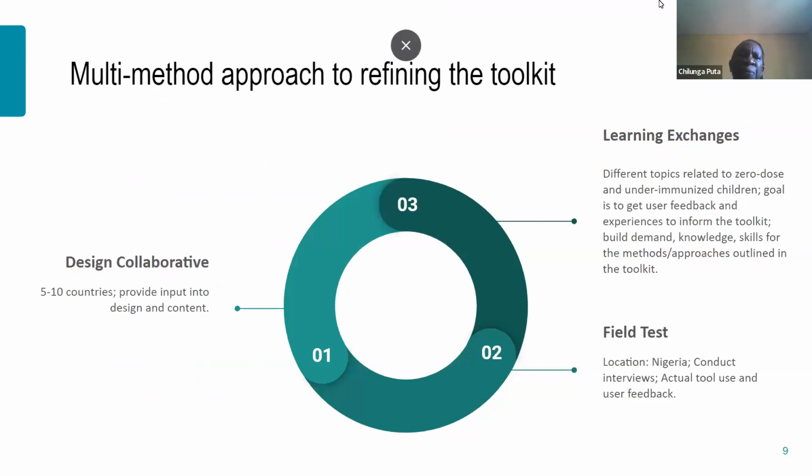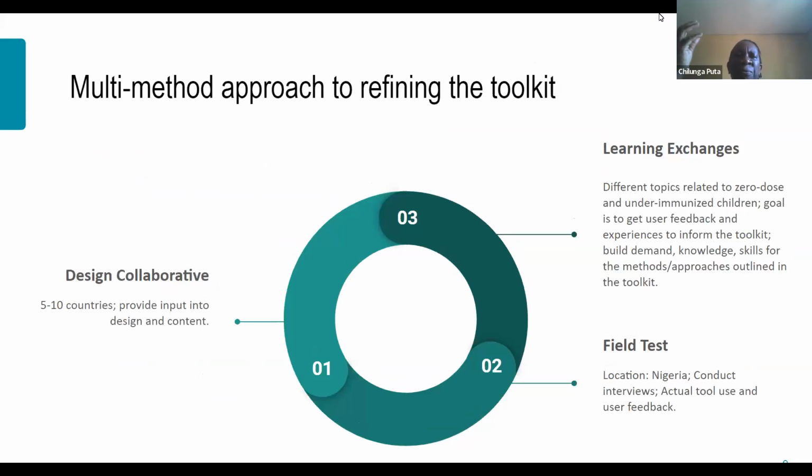This toolkit is in draft form and we are refining it. Our approach to refining it is three-pronged. One is we have a design collaborative, which has engaged 5 to 10 countries to provide input into the design, content, and structure of this toolkit, what it should be like and how the different personas should be addressed and so on.